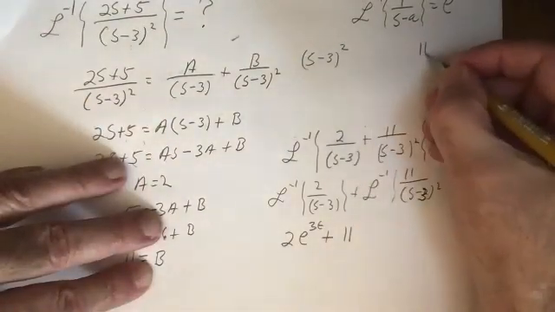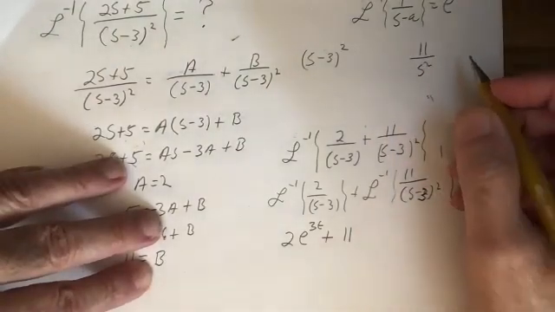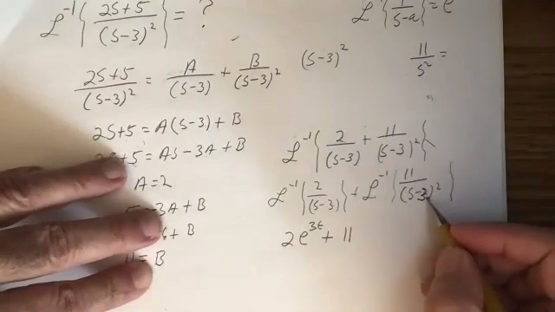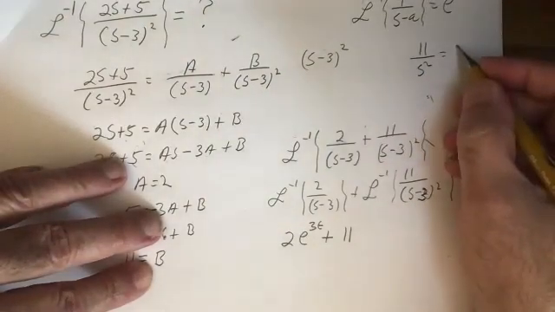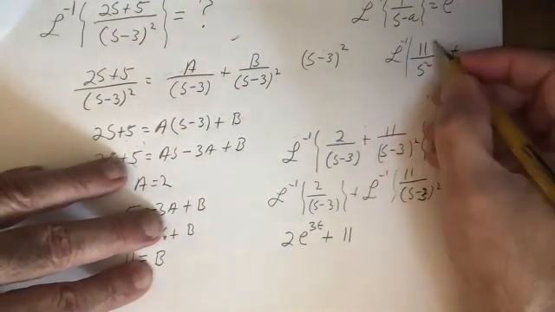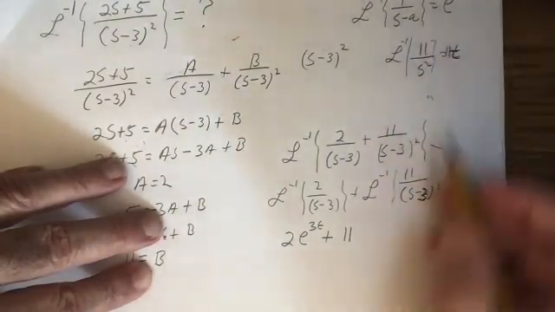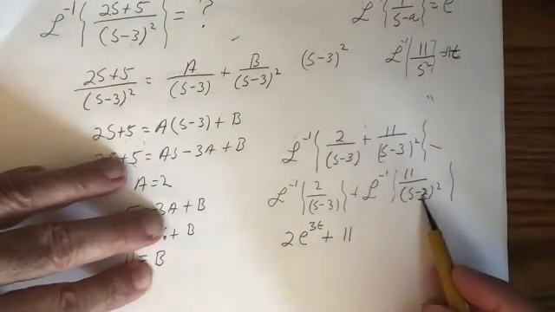Right. I got 11 over s squared. Now the s squared, if I didn't have the minus 3 here, this would just be t. In other words, the inverse Laplace transform of this would be 11t. But I got this shift of 3 here.